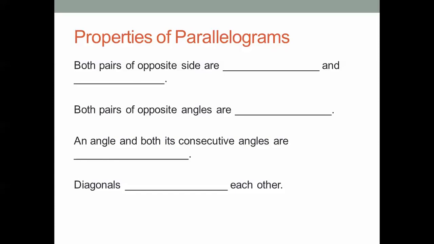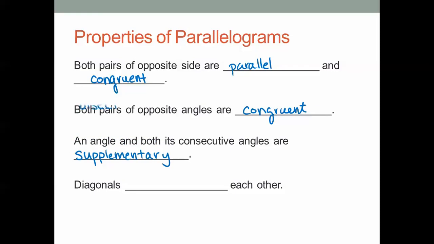Let's review the properties that we already know for parallelograms. Both pairs of opposite sides are parallel and congruent. Both pairs of opposite angles are congruent. An angle and both its consecutive angles are supplementary. And last, diagonals of a parallelogram bisect each other.